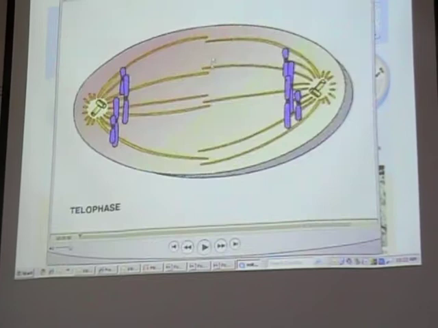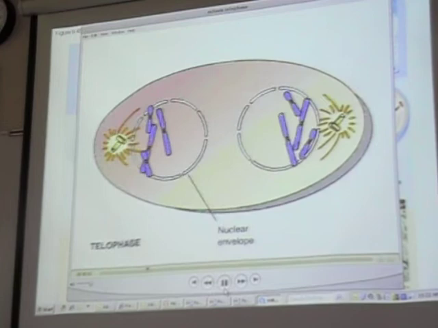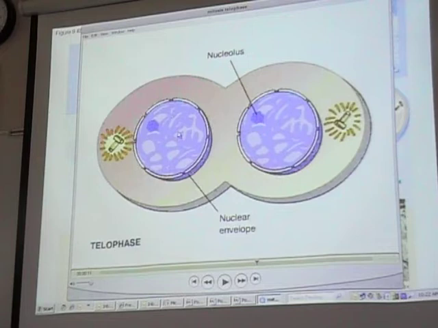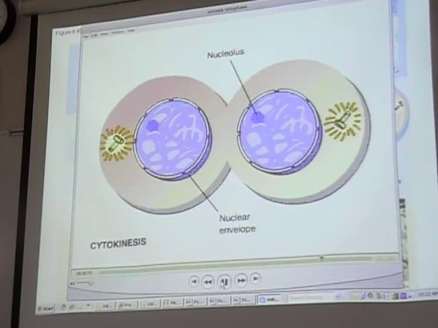During telophase, nuclear envelopes form around the identical sets of chromosomes at the two poles of the cell. The chromosomes uncoil, and nucleoli appear in the two new nuclei. See how you can't see the chromosomes anymore? They're unwound. It's just a bunch of fishing line now. Meanwhile, cytokinesis begins, splitting the cytoplasm and separating the two daughter cells.